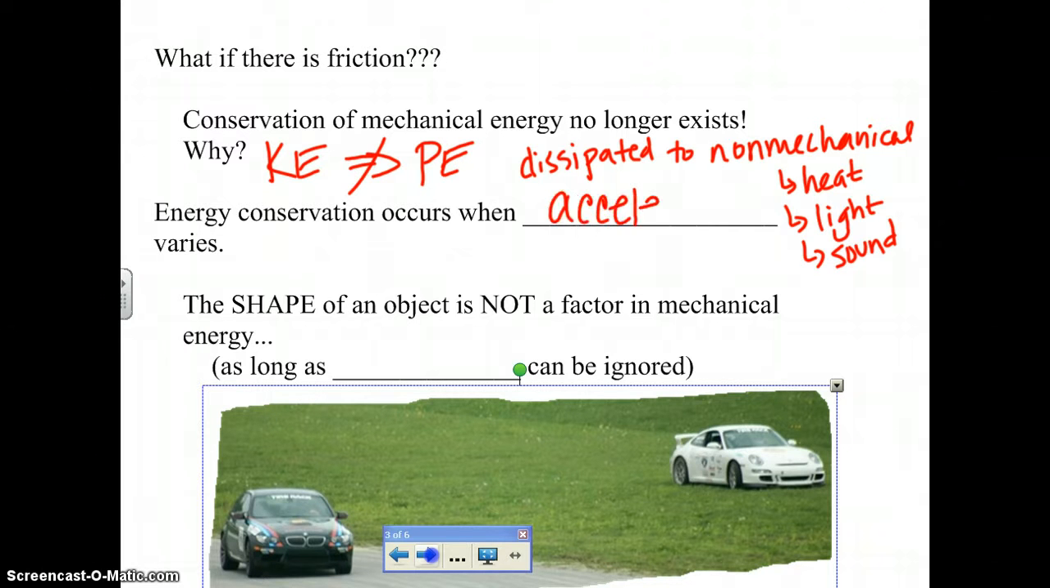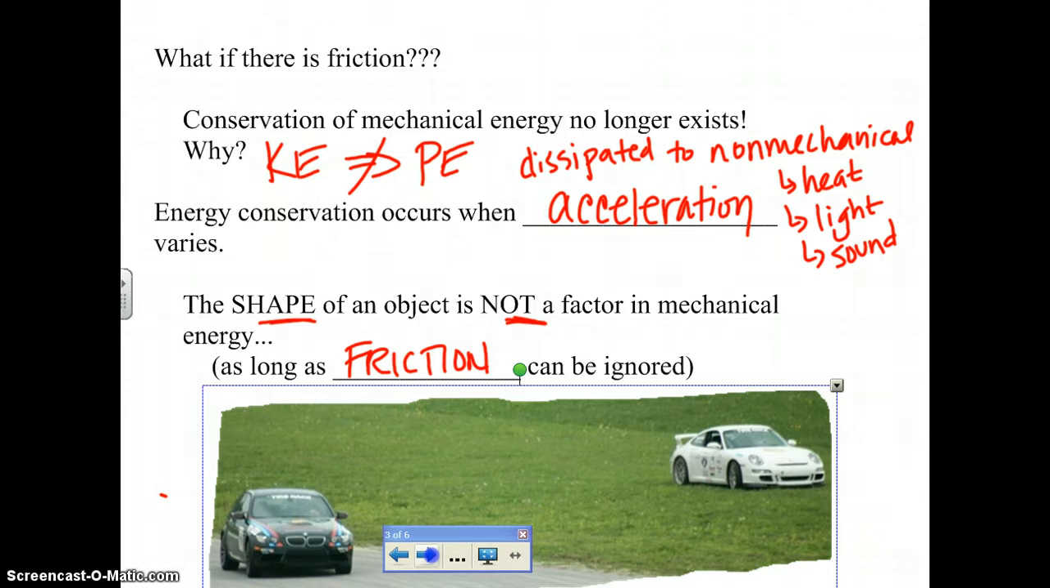Energy conservation occurs when acceleration varies. When acceleration varies, the shape of an object is not a factor in mechanical energy, as long as friction can be ignored. Now in real life scenarios, we know that friction is not ignored.